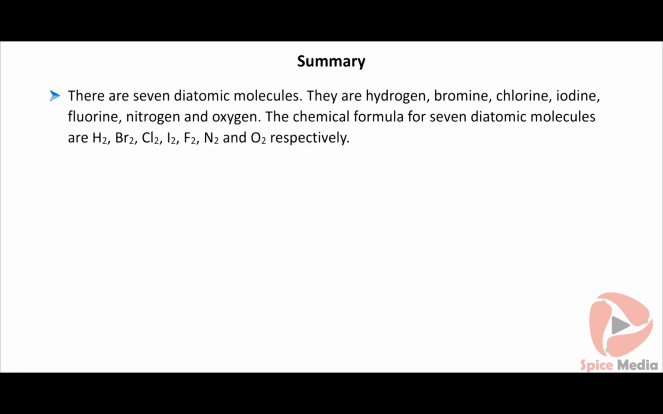There are 7 diatomic molecules. They are hydrogen, bromine, chlorine, iodine, fluorine, nitrogen, and oxygen. The chemical formulae for the 7 diatomic molecules are H2, Br2, Cl2, I2, F2, N2, and O2 respectively.